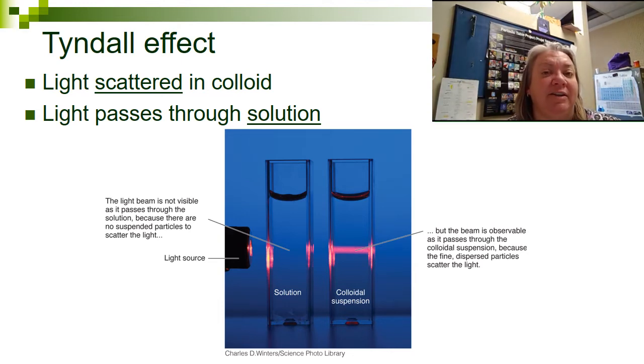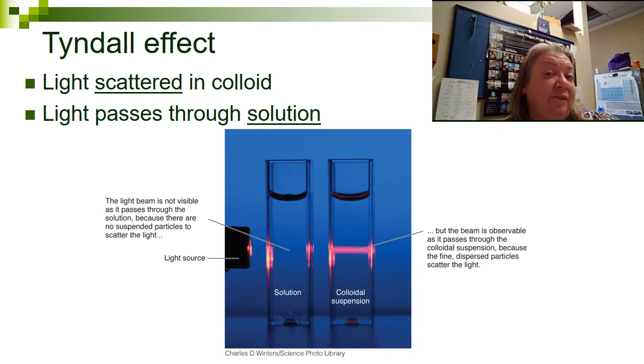So the Tyndall effect goes through the idea that light is scattered in a colloid, but it passes through a solution. So we have this picture, it has these little cuvettes, and there's a laser light that's being sent through. And you'll see that that light beam is going to have some interaction with the glass, but then it's like it disappears. Well, that's because as it's traveling through, the solution particles are so tiny that they don't affect that light beam.